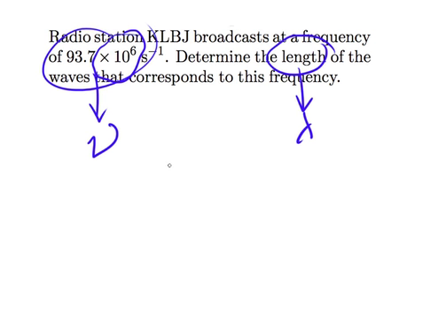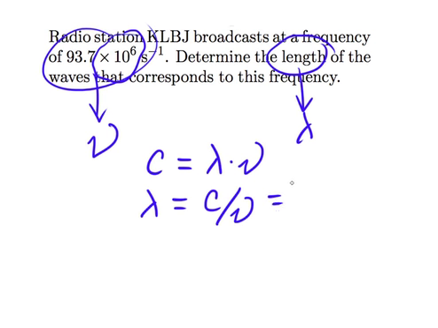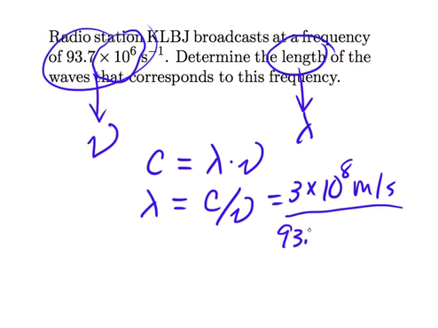with our formula. So our formula is c equals lambda nu. We know nu and c, so we're calculating for lambda. Lambda equals c divided by nu. c is equal to 3 times 10 to the 8th meters per second, and we will divide that by 93.7 times 10 to the 6th per second. Notice the per seconds will cancel.